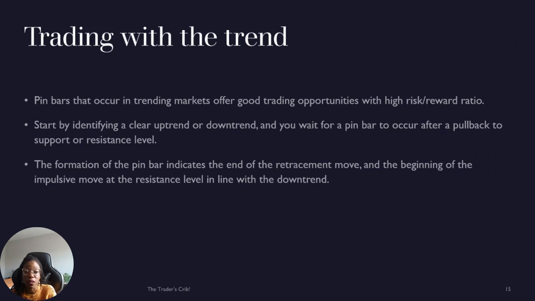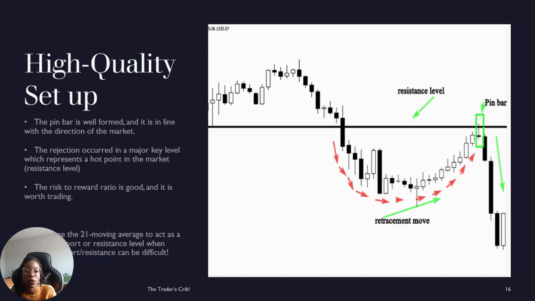Trading with the trend, because always, always, always, the trend is our friend, so we want to trade with the trend. Pin bars that occur in trending markets offer good trading opportunities with a high risk-reward ratio. Start by identifying a clear uptrend or downtrend, and wait for a pin bar to occur after a pullback to a support or resistance level. The formation of the pin bar indicates the end of the retracement move and the beginning of the impulsive move at the resistance level in a downward trend. This is a downward trend example.